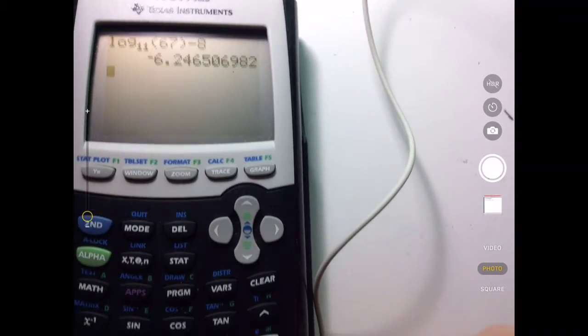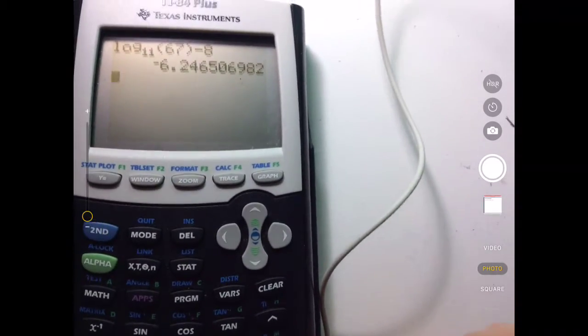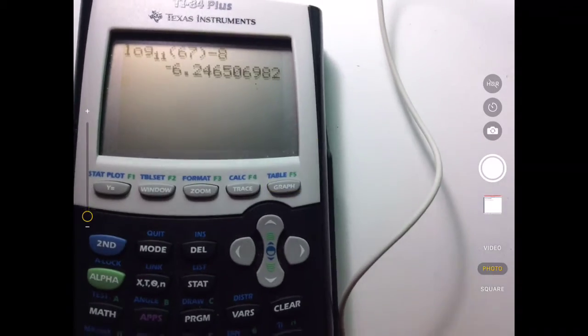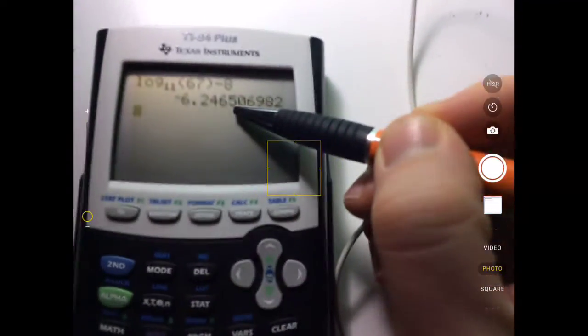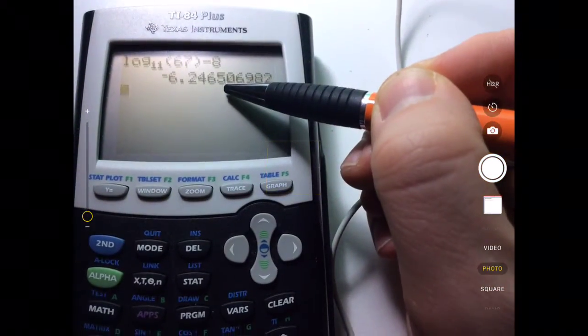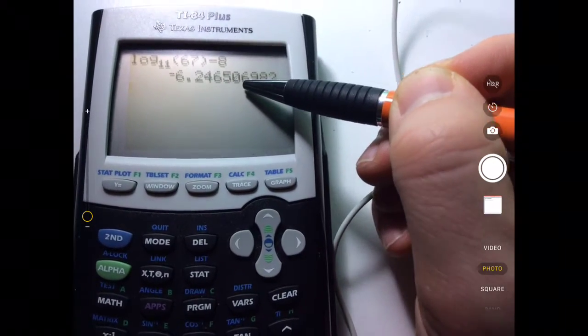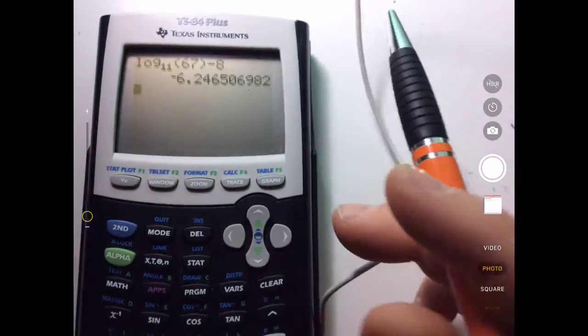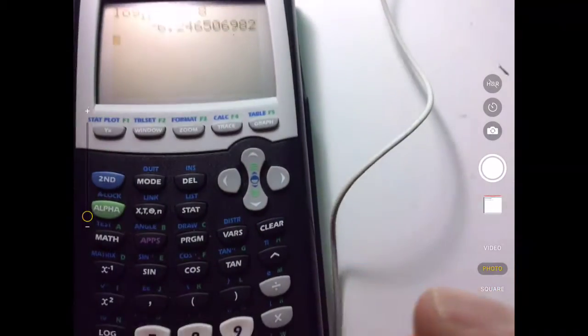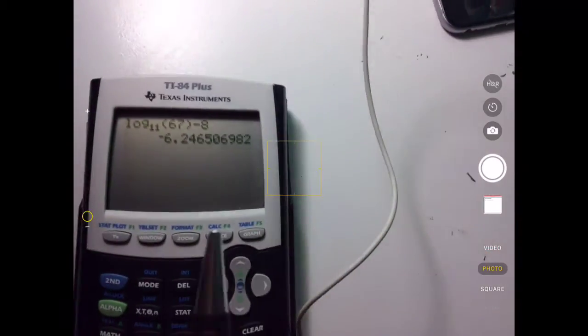The instructions do say round to the nearest 10,000th, which means 4 decimal places. So if I look here, my decimal place would be right after the 5, so the next number is a 0, so I don't have to change it here. So again, negative 6.2465 would be my answer.